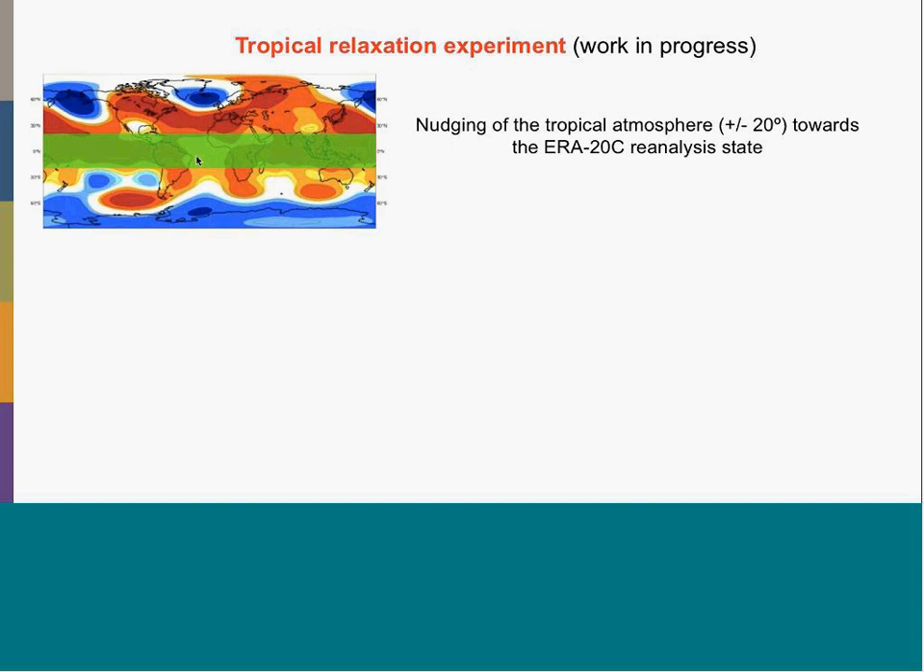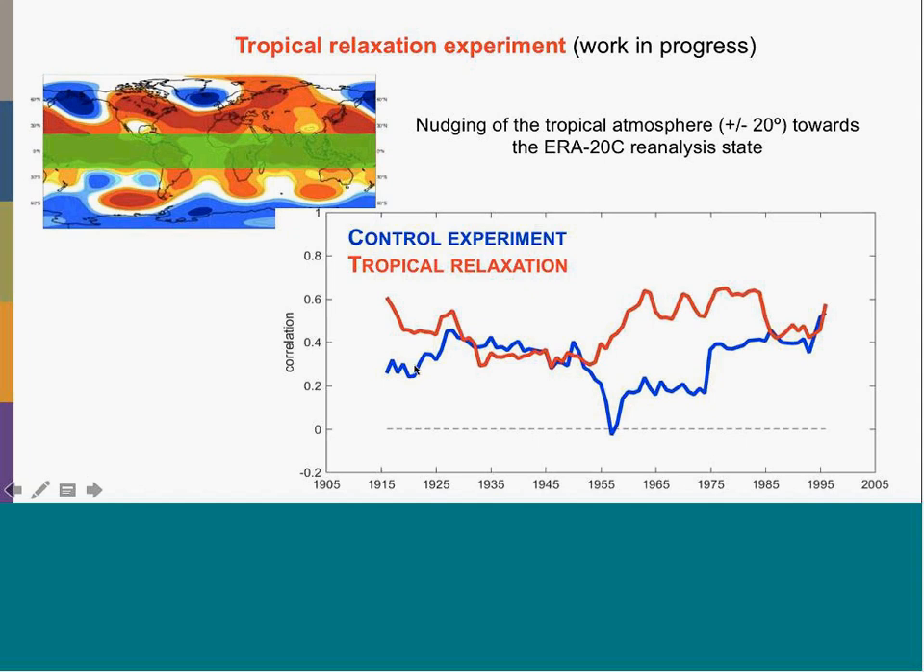This is a plot that is relatively new. It shows in blue our control experiment, the one I talked about so far, with a drop in skill around here. And then in red, we see this tropical relaxation experiment over the same period. And it's quite interesting if you only look at the last point here.